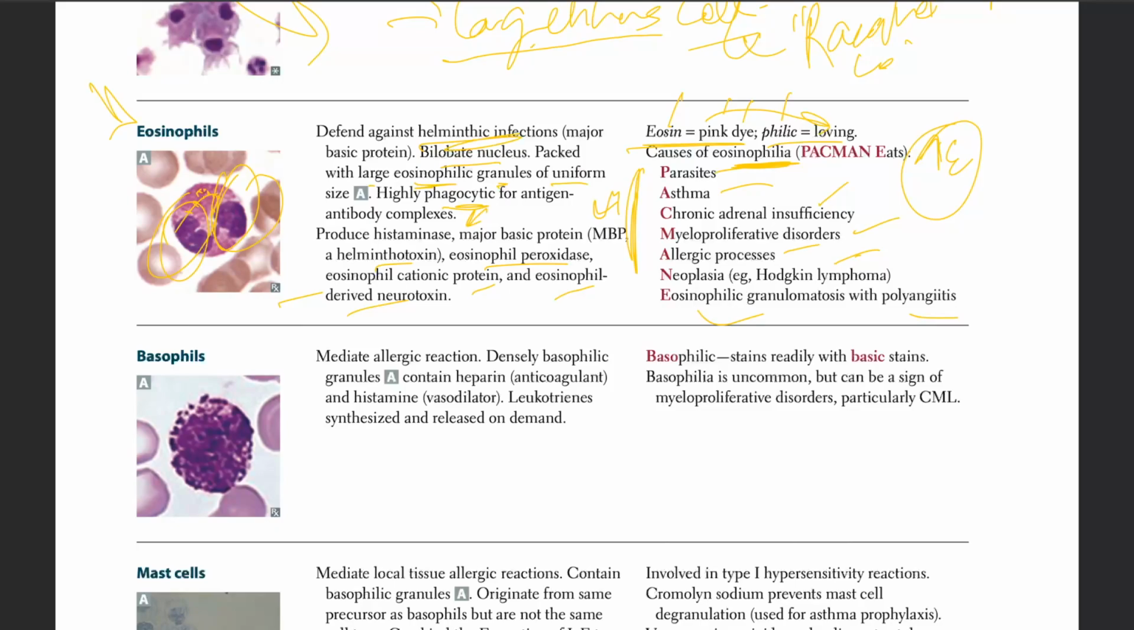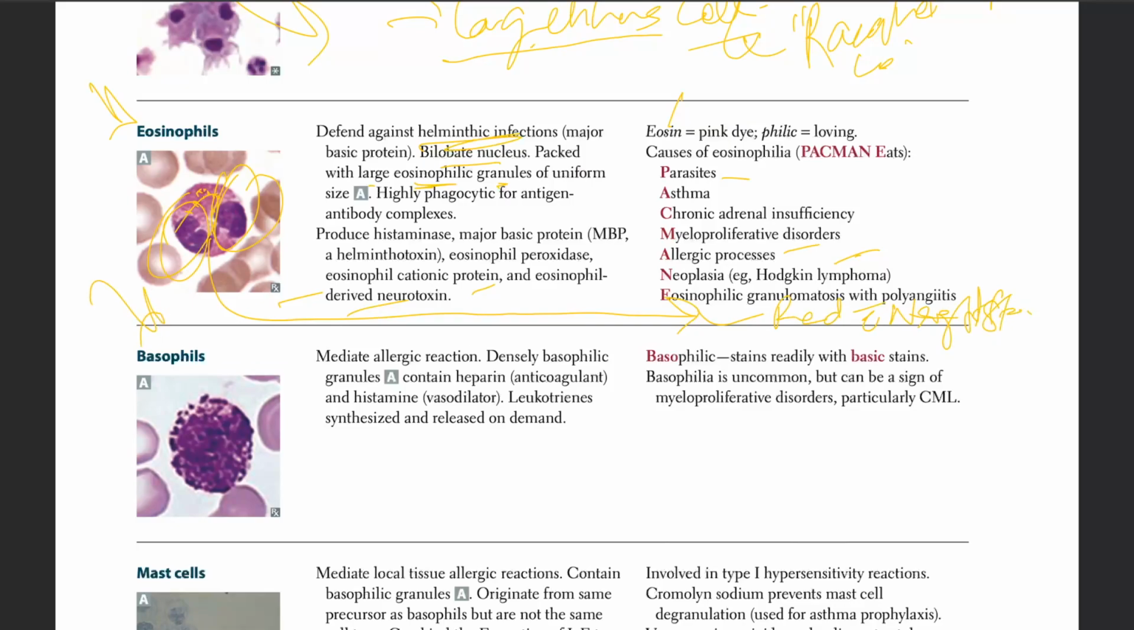And when we say parasites, we're talking about parasites that are too large to be phagocytosed. That's why we need the eosinophils. Too large to be endocytosed or phagocytosed. Okay, and that's pretty much all we have. How do you stain them? To stain them, you can use Wright stain. So these granules will stain red with Wright stain.